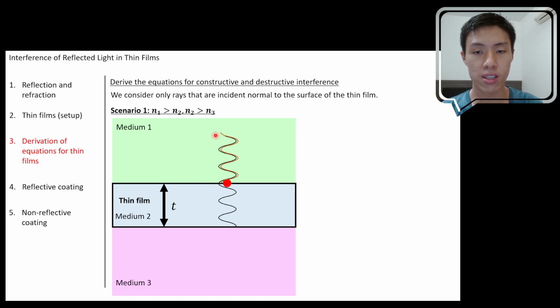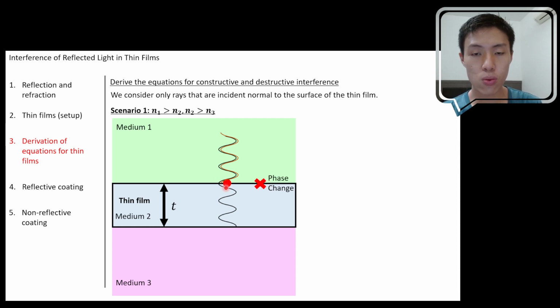So this is the reflected ray, which undergoes no phase change, and the refracted ray will never undergo phase change as well. For the reflected ray, you need to consider whether there's a phase change. For the refracted ray, there's no phase change that will occur. So this one is very straightforward. For the ray that gets transmitted into medium 2, there's no phase change over here. But for the reflected ray, we need to consider it, and since it's high to low, there is no phase change over here. So no phase change for the first surface.